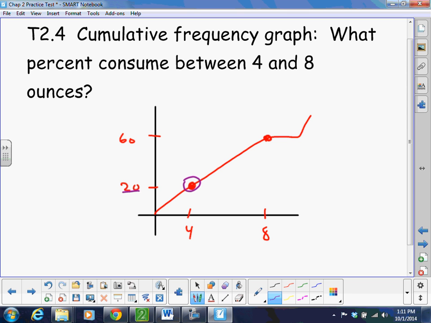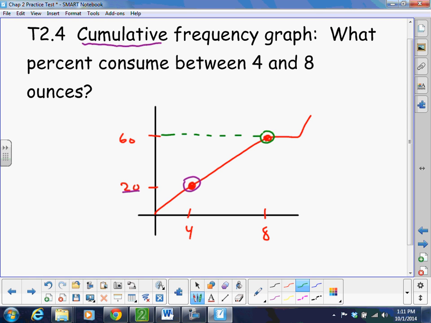Okay, that's the cumulative part. It's including everything below it. And then same thing when you get up to this 8. Okay, about 60%, if we were to line that up, about 60% of people consume 8 or less.